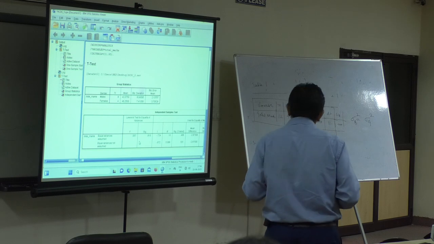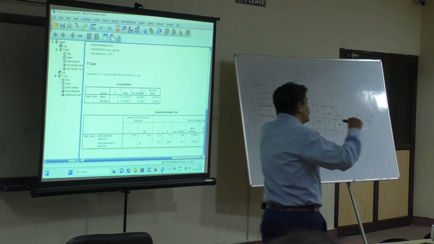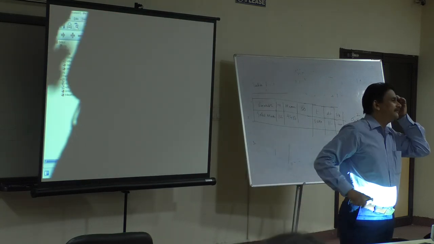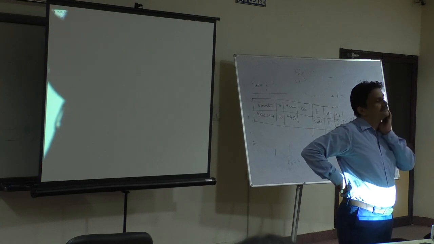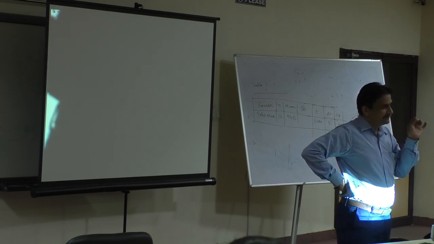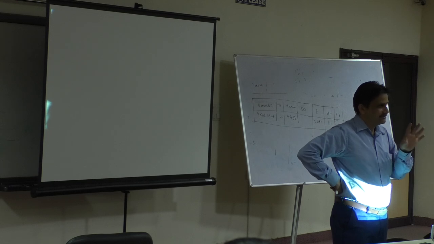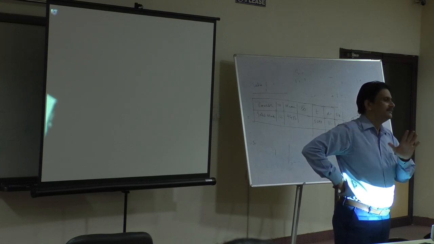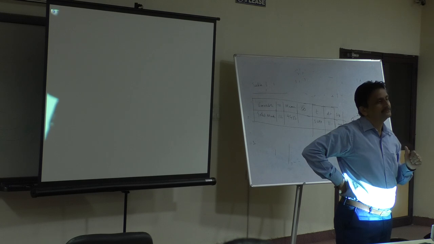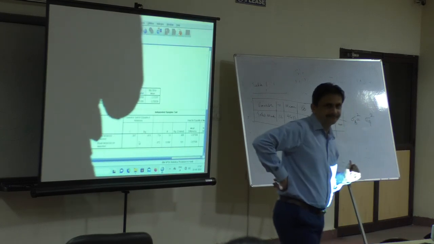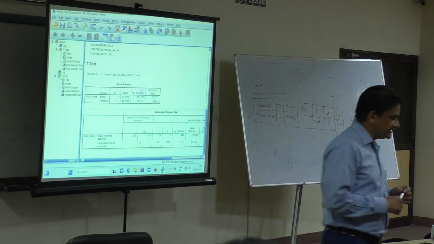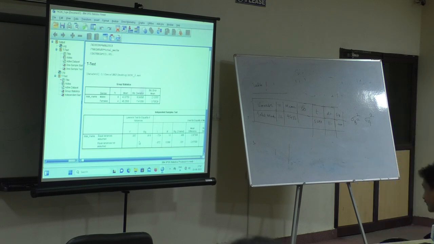Whenever you do an independent samples t-test, you have to compulsorily do a discussion about homogeneity of variances. Please try to understand this. Because independent samples t-test always has two: one is equal variance assumed, the other is equal variance not assumed. So what did you do? The first thing is variance assumed, and so we are taking the t-value in that particular row.